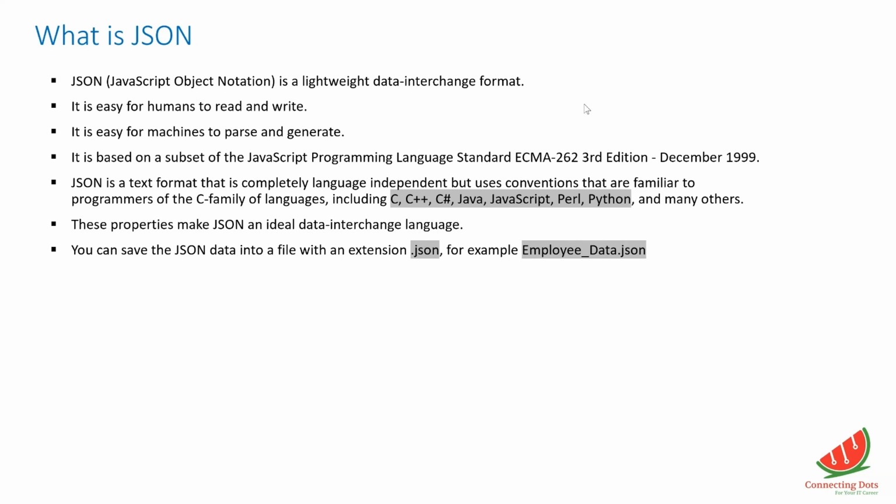This JSON is completely language independent, because it doesn't care which language you are working in. In any language you can handle JSON. Even in .NET you can use JSON, not a problem. These properties make JSON an ideal data interchange language, since it is platform and programming independent. I've used JSON in JavaScript, of course Java, Python, and .NET. I've worked in these languages, so it's a bit easy.